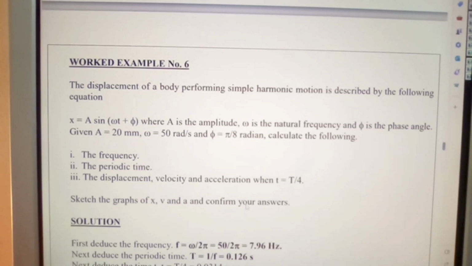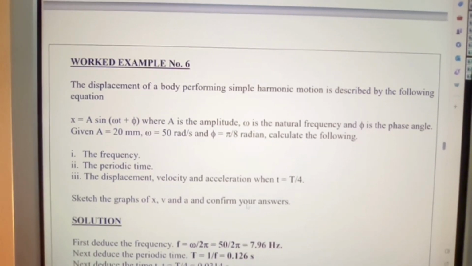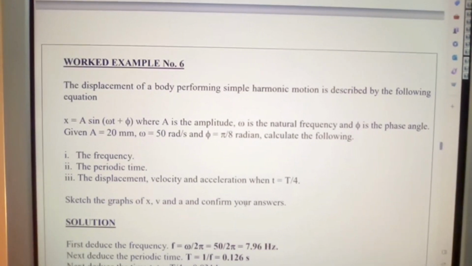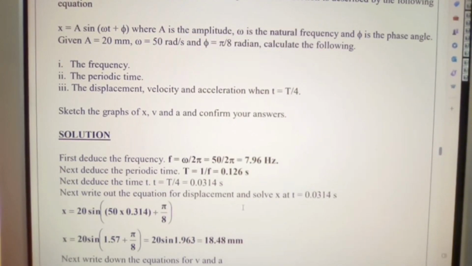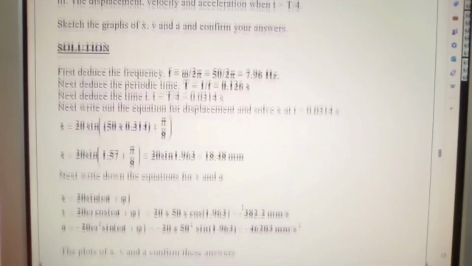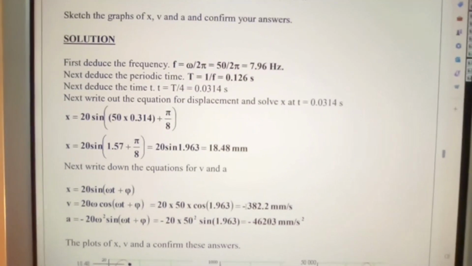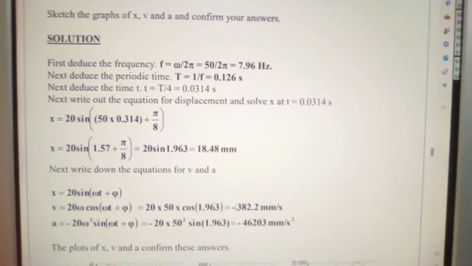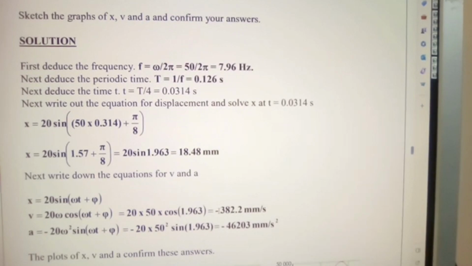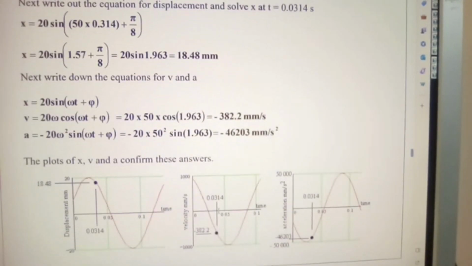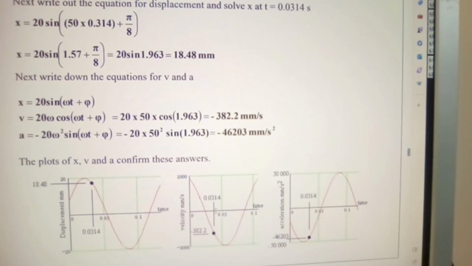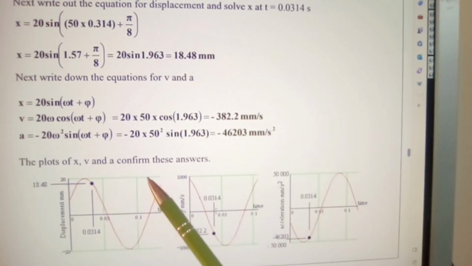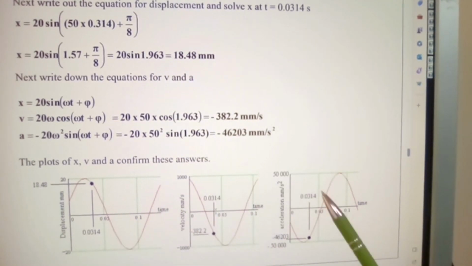And here you have work example number 6. Now again, I don't need to read this out to you. Hopefully you can read this for yourselves, okay, and deal with that. Write out the solution. Make sure that you understand the concepts behind it. And most of you should be able to do that by now, okay? And here we have the plot of x, v, and a to confirm these answers, okay?